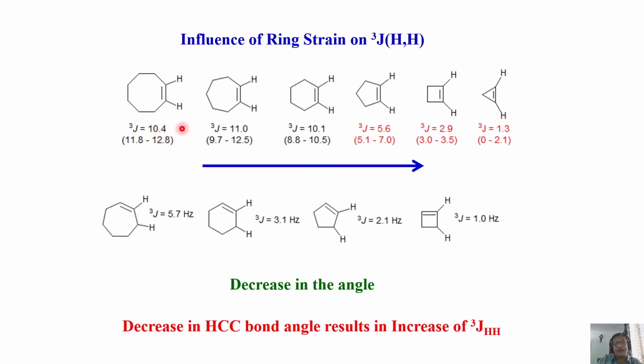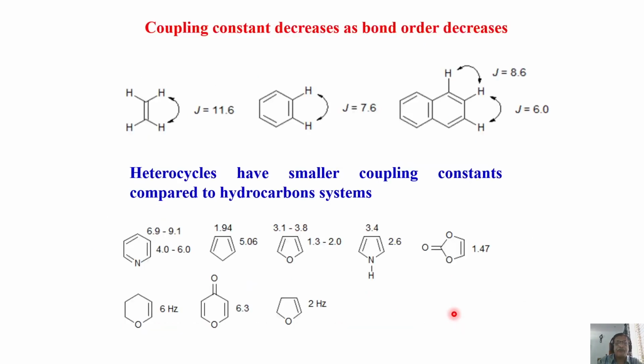See, as the ring size keeps decreasing here, from 8 members, 6 members, 7, 6, 5, 4, 3, except for some anomaly here, this coupling strength steadily decreases as you go down. In the same way here, you see the 3J ortho coupling, 5.7, 5.7, 3.1, 2.1, and as the size of the ring reduces, the coupling strength steadily decreases. So a decrease in the HCC bond angle results in an increase in 3JHH. This is information, okay? Of course, it also depends upon the bond order.